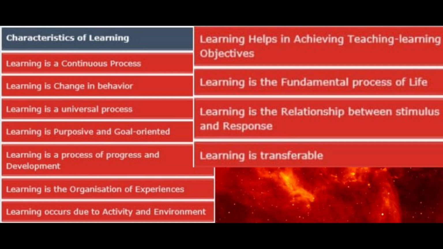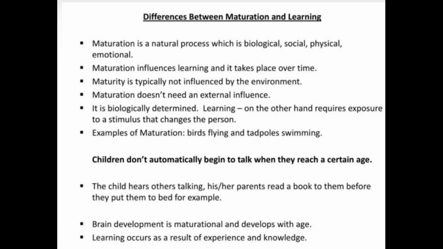Characteristics of learning. Learning is a continuous process. Learning is change in behavior. Learning is a universal process. Learning is purposive and goal oriented. Learning is a process of progress and development. Learning is the organization of experience. Learning occurs due to activity and environment. Learning helps in achieving teaching learning objectives. Learning is a fundamental process of life. Learning is the relationship between stimulus and response. Learning is transferable.